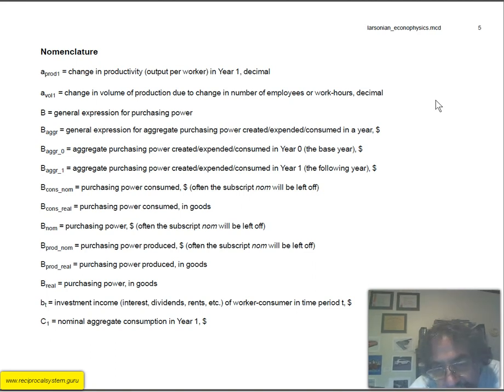B sub prod underscore nom, purchasing power produced in dollars. Often the subscript nom will be left off of that. B sub prod real equals purchasing power produced in goods, not in dollars. B sub real equals purchasing power in goods. Okay, then we go to small b sub 1 equals investment income, interest, dividends, rents, etc. of the worker-consumer in time period T. Capital C sub 1 equals nominal aggregate consumption in year 1 in dollars.